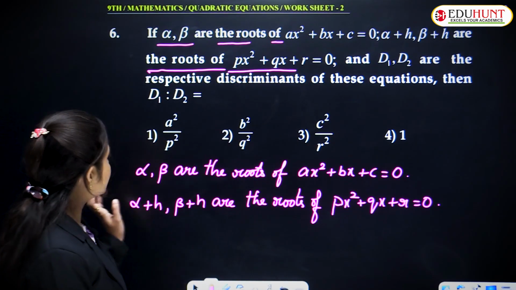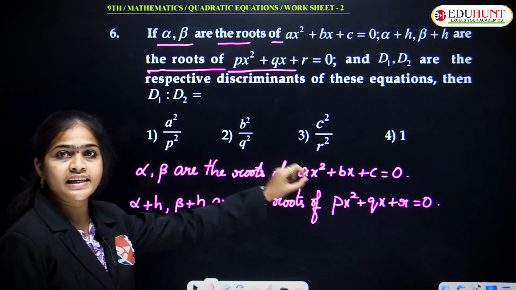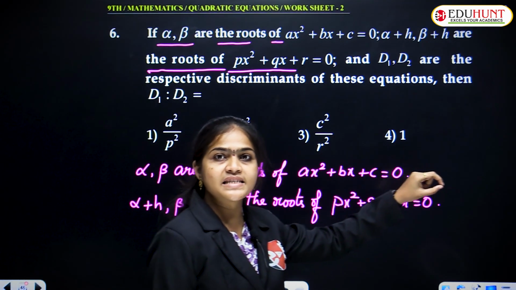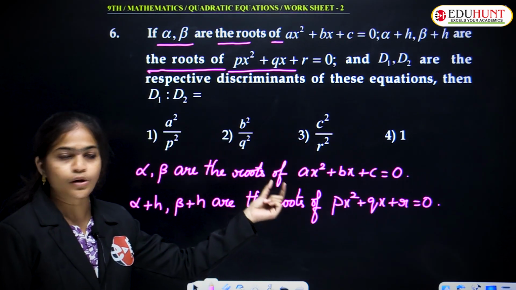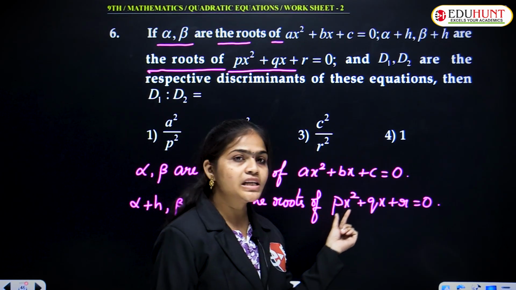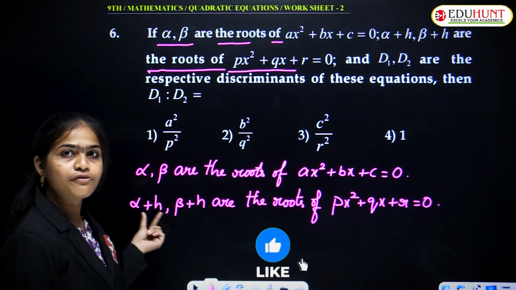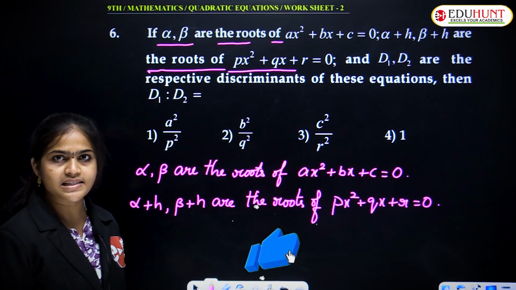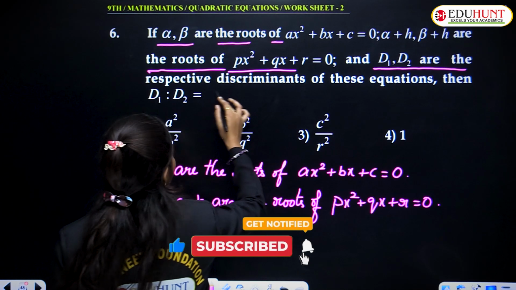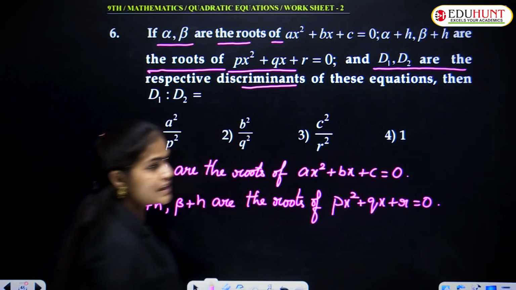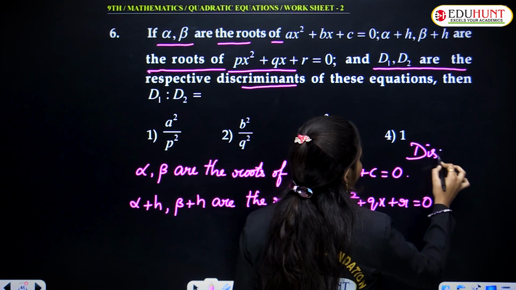Understand, ma? Just observe that if the quadratic equation is ax square plus bx plus c is equal to 0, then alpha, beta are the roots. Now if the quadratic equation is px square plus qx plus r is equal to 0, then the roots are alpha plus h and beta plus h. Now what are they asking? d1 and d2 are the respective discriminants of these equations. So for discriminant, first you have to learn the discriminant.